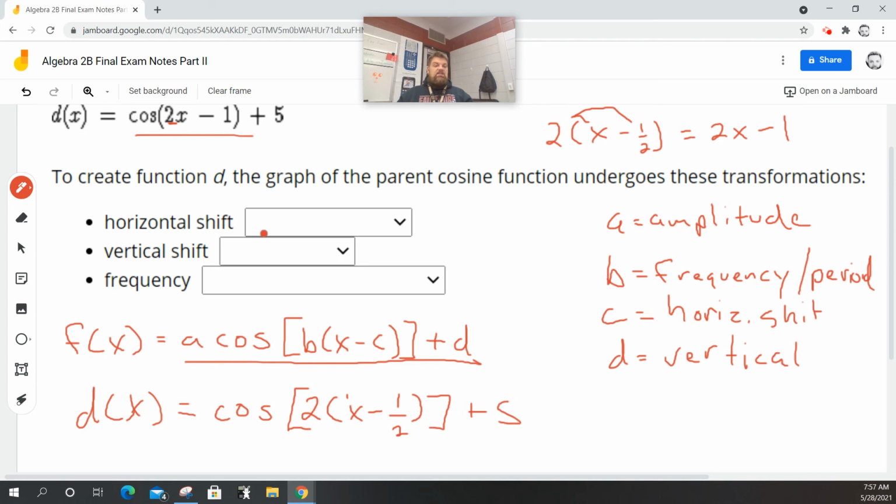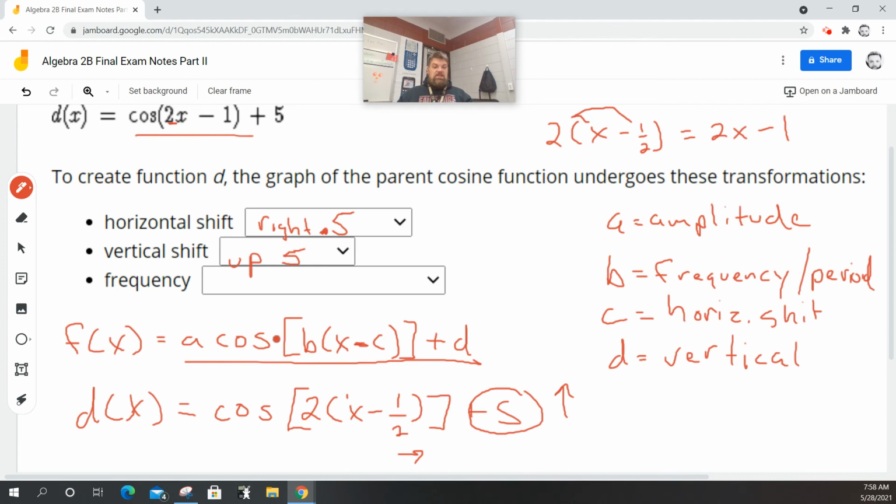So what this means is that my horizontal shift, and remember it's the opposite, right? Technically C is a positive 1/2, because of the formula, there's this negative sign here. So this is going to go to the right 0.5 units. The vertical shift is going to go up 5 because this is a positive 5. That means it's going to go up. This means it's going to go right.